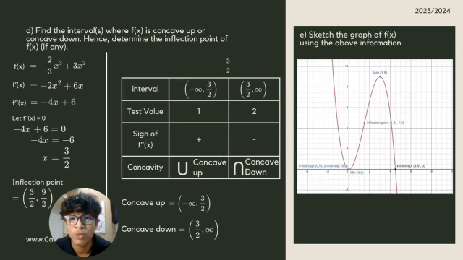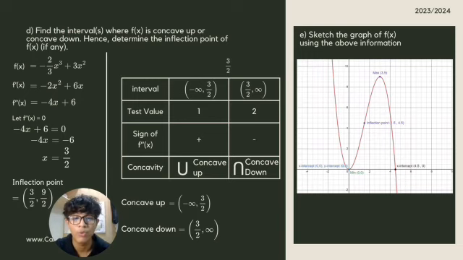For the next question, which is question D, find the intervals where f of x is concave up or concave down. Hence, determine the inflection point of f of x, if any. f of x equals negative 2 over 3 x cubed plus 3x squared. We differentiate it and get f prime x equals negative 2x squared plus 6x. Then we differentiate it again and get f double prime x equals negative 4x plus 6. Then let f double prime x equal 0, so negative 4x plus 6 equals 0, then negative 4x equals negative 6, so x equals 3 over 2. For the inflection point, we got 3 over 2 and 9 over 2.